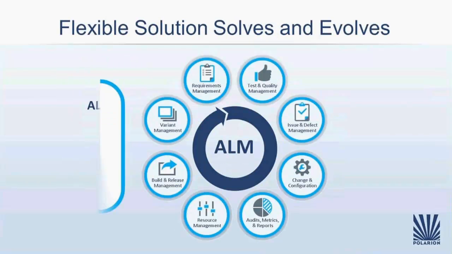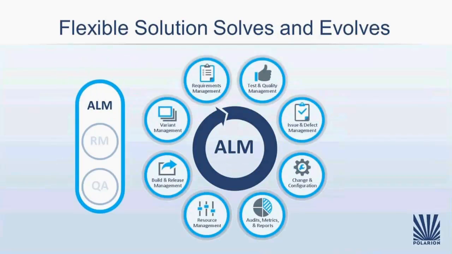Polarion Software ALM is an ALM solution, so application lifecycle management. You can do requirement management, test management, issue and defect management, change and configuration management. You can use it for idea management, risk management, and so on. You will see Polarion is really flexible. From scratch, we built an ALM solution because we said you need everything in one tool environment.